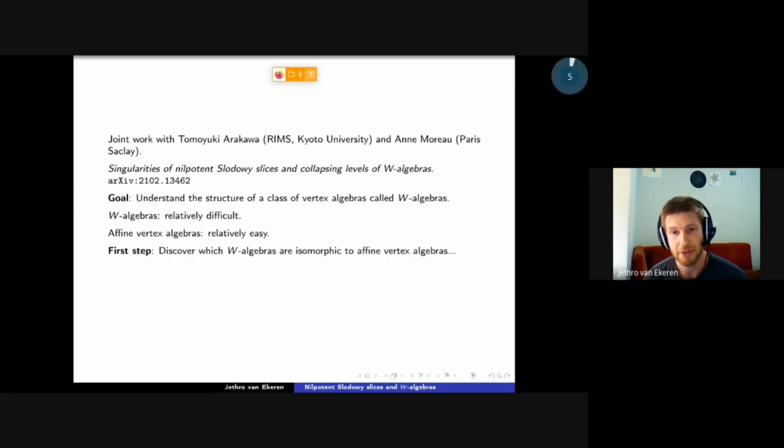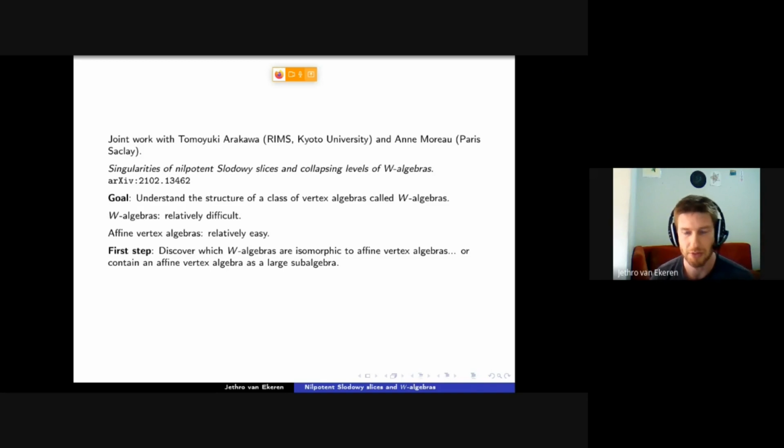And so the very first step is to discover which W-algebras are in fact isomorphic to some affine vertex algebra. Or slightly more generally, to see if we can find some large affine subalgebra in a W-algebra and use that as a starting point to better understand the structure of the W-algebra.